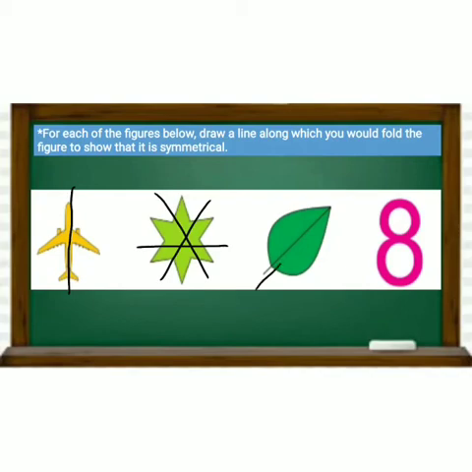Again in this picture also, children, if we draw a line like this, then this figure is also symmetrical. And in this picture, if we draw the line this way, then this figure is also symmetrical. This way you have to draw the lines according to the given figures and show that it is symmetrical.